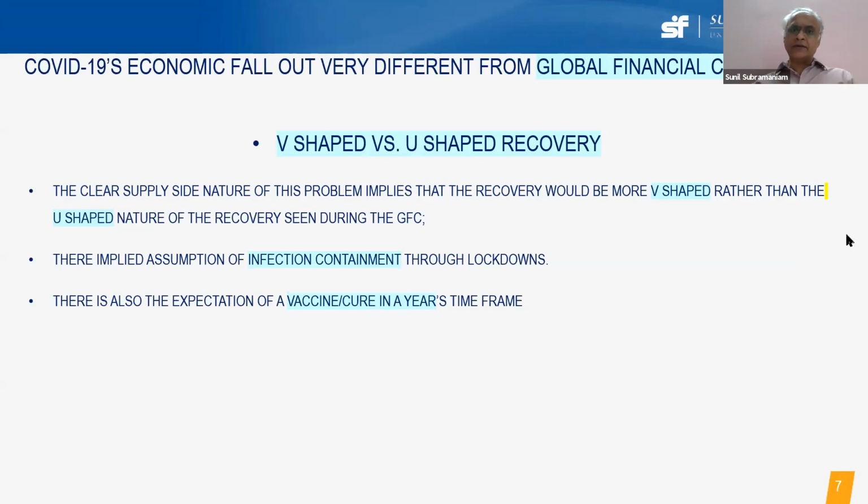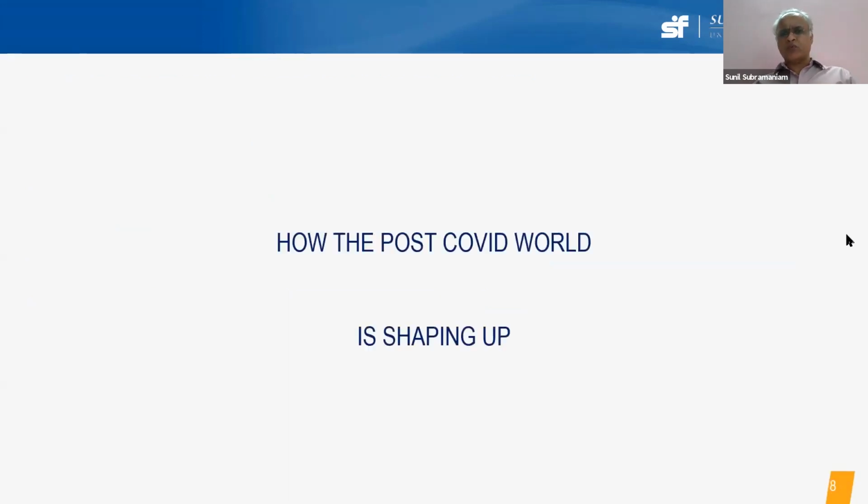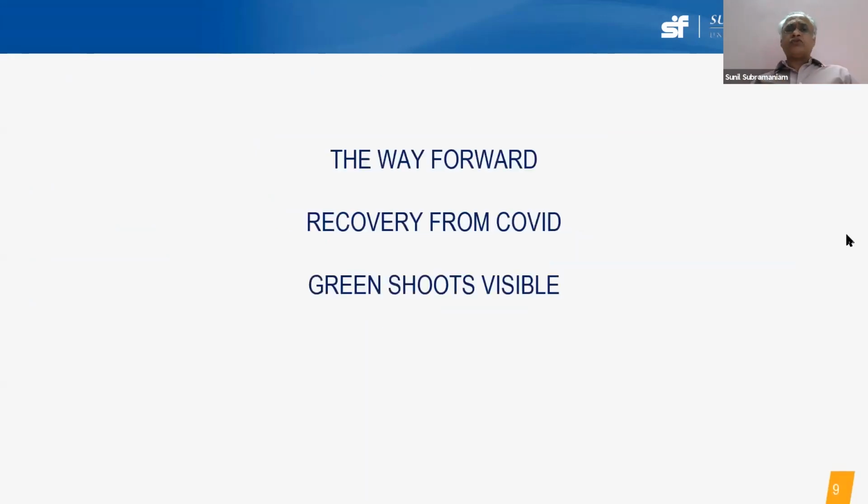So in that sense, the expectation of a V-shape comes also from the fact that hundreds and thousands of scientists all over the world were trying to find a cure or a vaccine, and it was expected that in about a year there would be a success, right? So how is the post-COVID world shaping up, right? Lots of green shoots are visible as a result of these coordinated massive efforts, right?